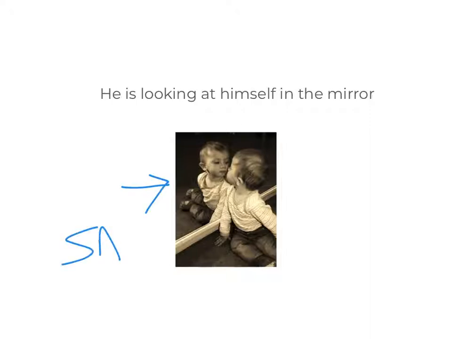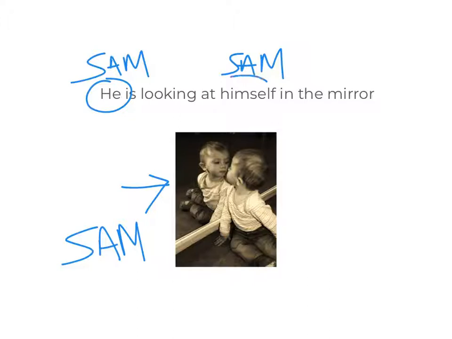This is Sam. Who is Sam looking at in the mirror? Sam is looking at Sam. He is looking at himself. When the subject in a sentence is the same as the object in the sentence, we use a reflexive pronoun.